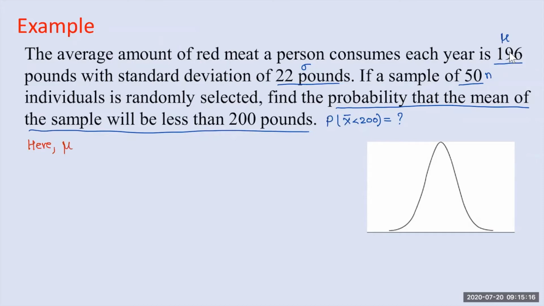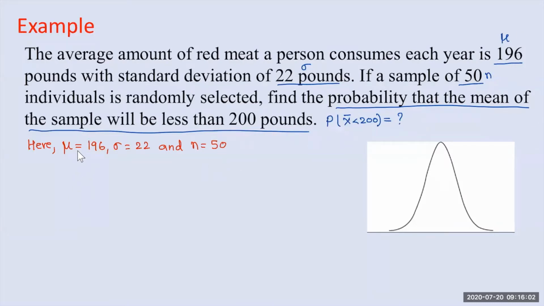Here you have the mean, that is the population mean, mu. Mean equal to 196. Okay, standard deviation equal to 22. And the size of the sample here, n equal to 22. You have to be very careful here when you work on this. Hold on, I just wrote something wrong there. I don't know whether you have noticed that or not. Size is 50, sample size is 50. Here it is, n equal to 50.